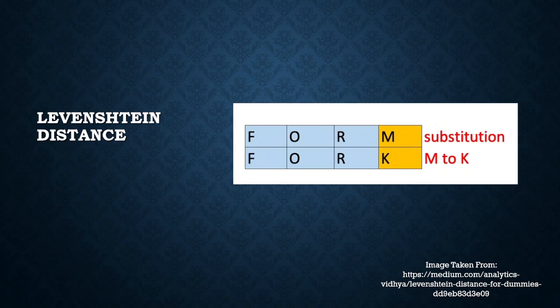So if we look at the first example here, we see that to take and turn the word form into fork, what we'll need to do is substitute that M with a K. So for this specific example, all we have to do is perform one substitution, so we have a 1. Just a little side note, that 1 is editable to be something else. I'll explain that here in a minute.